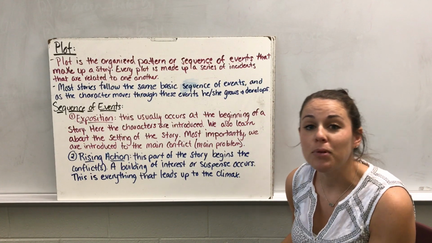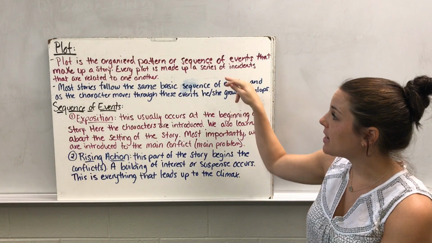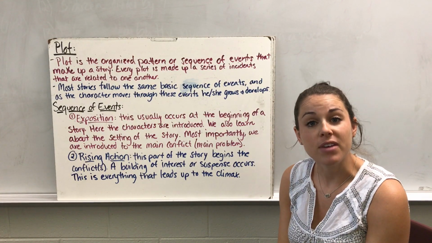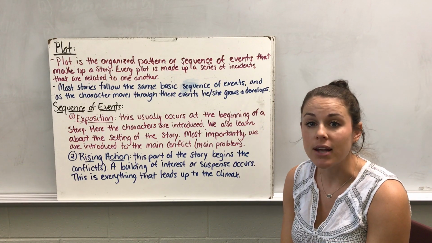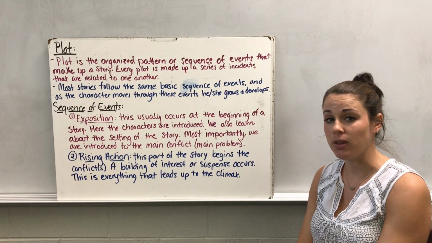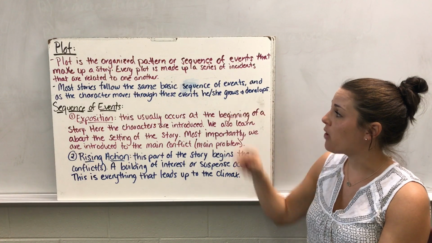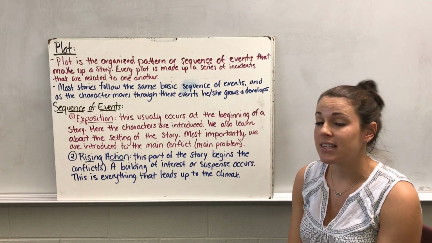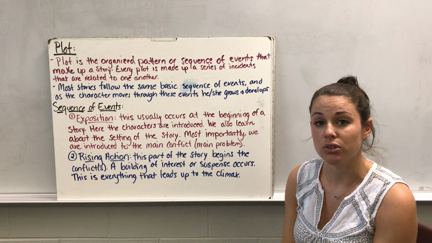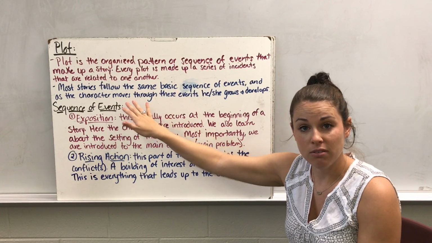In this lesson, we're going to talk about plot and plot diagrams. Plot is the organized pattern or sequence of events that make up a story. Every plot is made up of a series of incidents that are related to one another. Most stories follow the same sequence of events, and as the character moves through the story, he or she grows and develops. Here is the sequence of events.